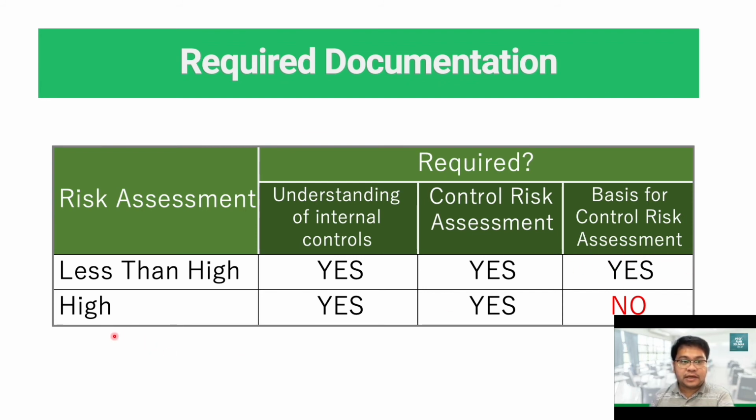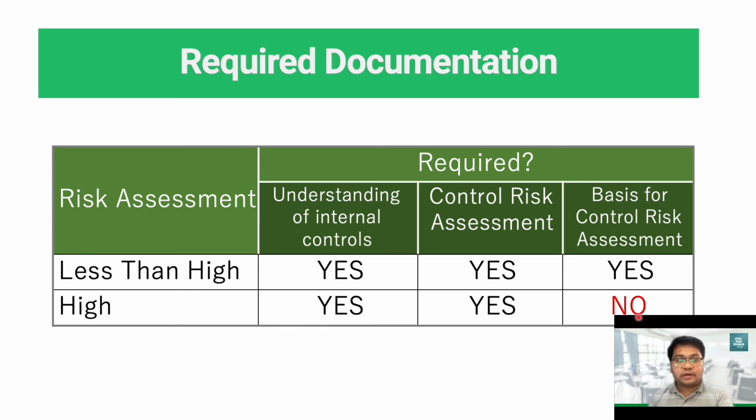But let's say, for example, our risk assessment is high. If our risk assessment is high from the very beginning, so for example, in our preliminary assessment, then we will not be doing any test of control in that particular scenario at all. So there will be no basis for control risk assessment in that particular area, because there's no test of control done.